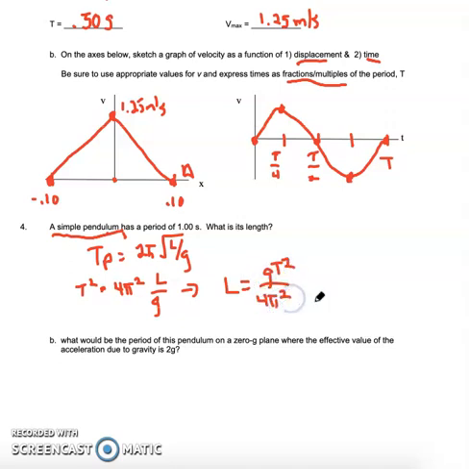Now, the most common mistake I see is when kids plug into a calculator, they put in the 4 pi squared incorrectly. They do divided by 4 pi squared and forget to put the parentheses there, so you'll get the wrong answer. The correct answer is 0.25 meters. If you get 2.5 meters, you've done something wrong, but it looks like it's supposed to be the right answer when it's not. So it's roughly 25 centimeters.